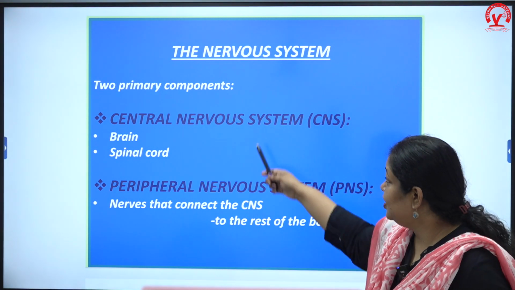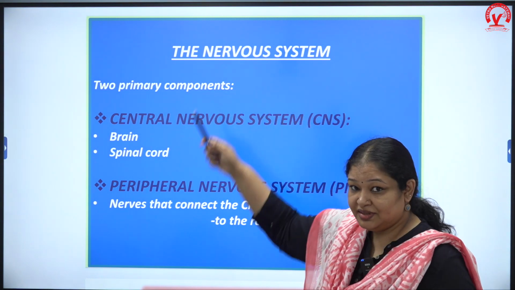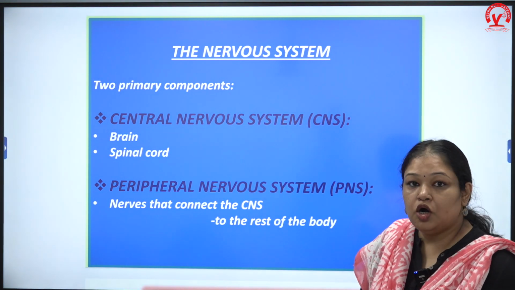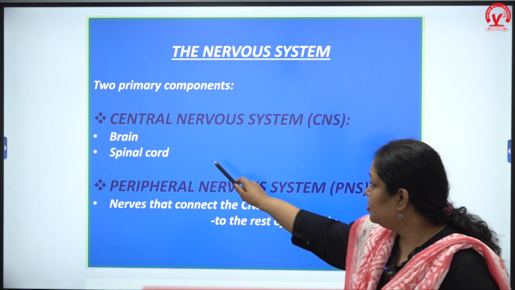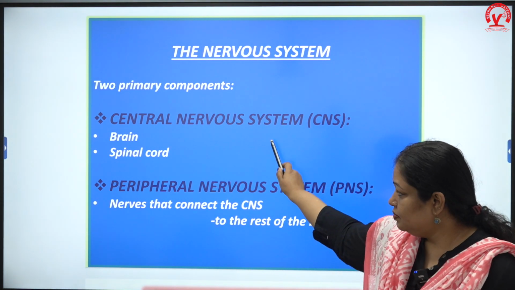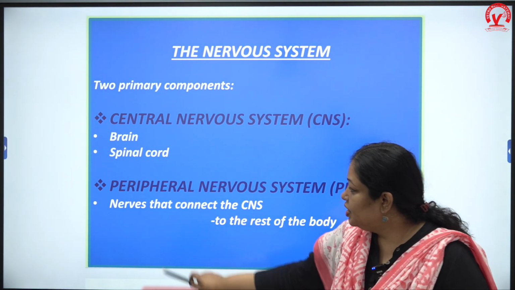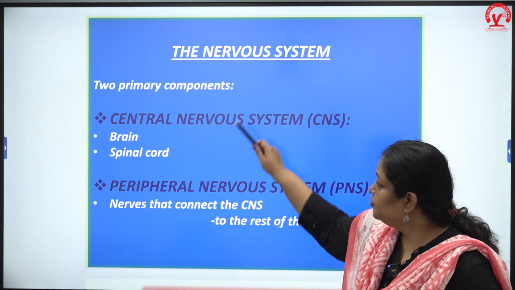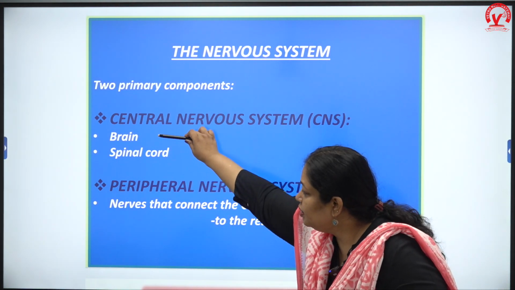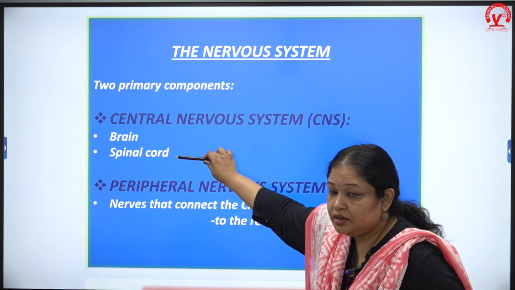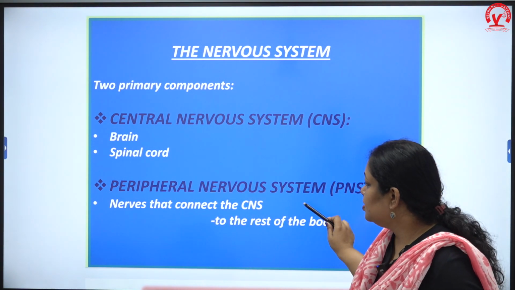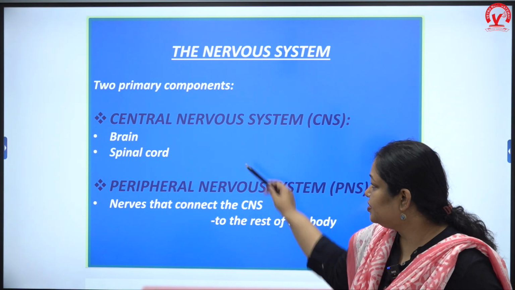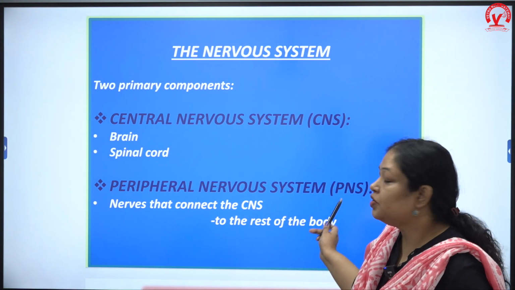That is because we have a system called the nervous system. This nervous system has two primary components. One is the central nervous system. The second one is the peripheral nervous system. The central nervous system contains the brain and the spinal cord. The peripheral nervous system contains the nerves that connect the central nervous system to the rest of the body.